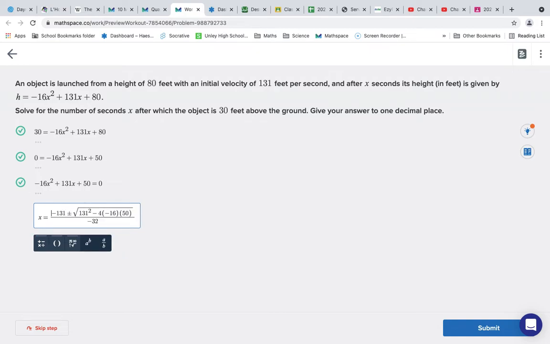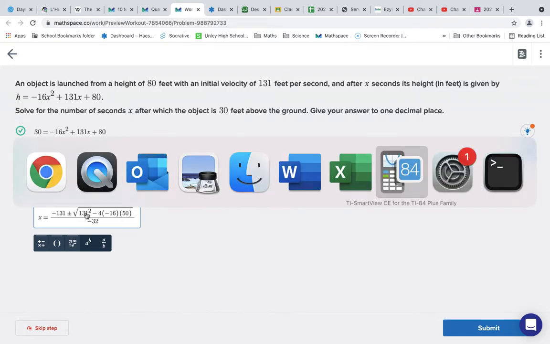Now, we can probably get rid of the brackets. That's fine. But I just wanted to make sure that this was all in the numerator here. And then I've got my denominator, which is 2a, and 2 times minus 16 gives me minus 32, right? So what I really need to know is what's 131 squared minus all of this stuff, which will actually be positive because you get minus 4 times minus 16 times 50. I've got no idea what 131 squared is either, so let's get a calculator up.